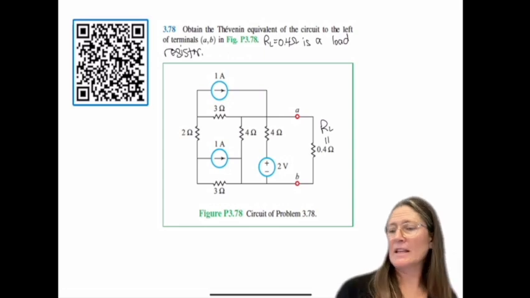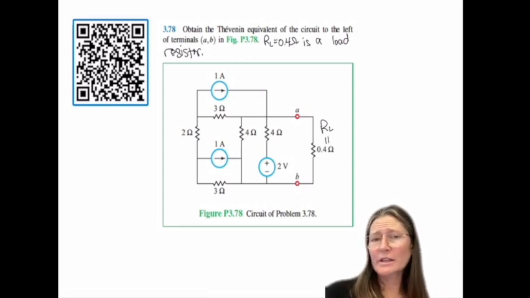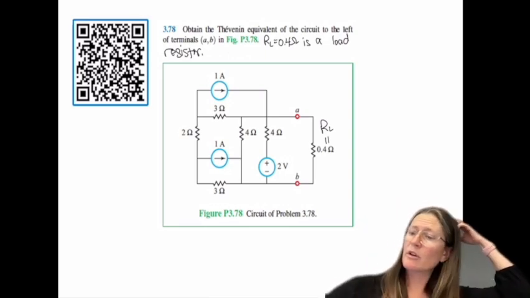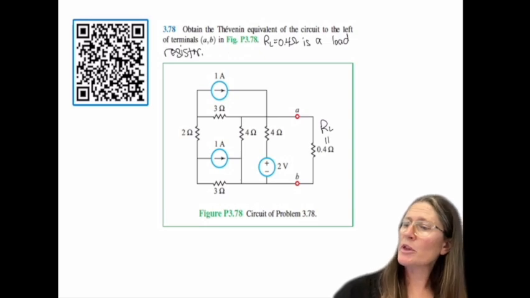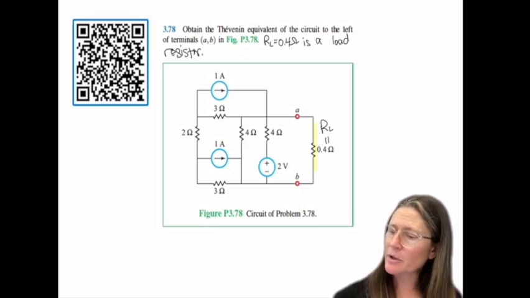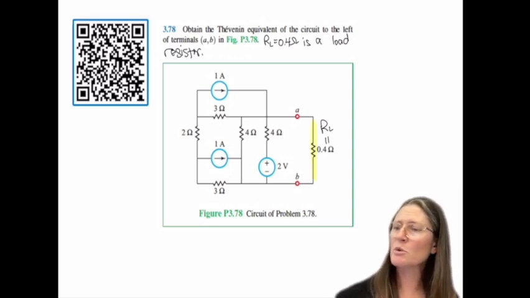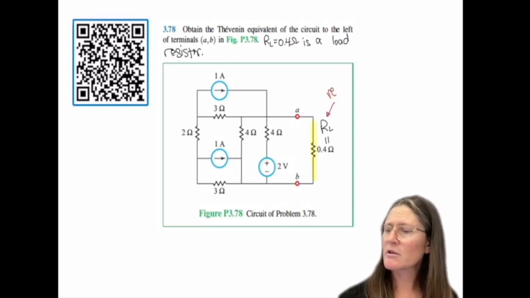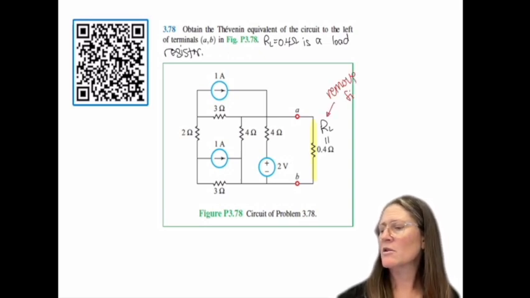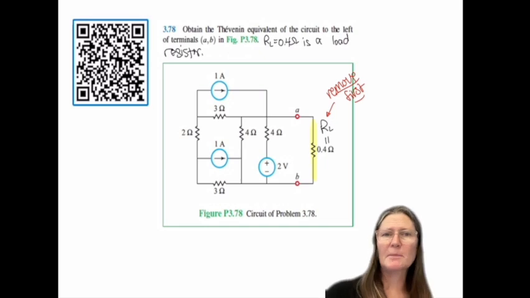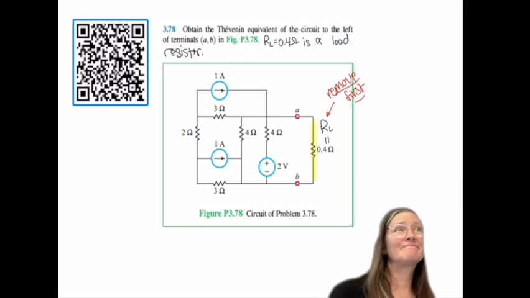All right, last one. On this one, RL equal to 0.4 ohms is your load. So remember with the Thevenin, you're going to take off the load to find the Thevenin between A and B. So basically remove this first, and then find the equivalent resistance between A and B. Okay.